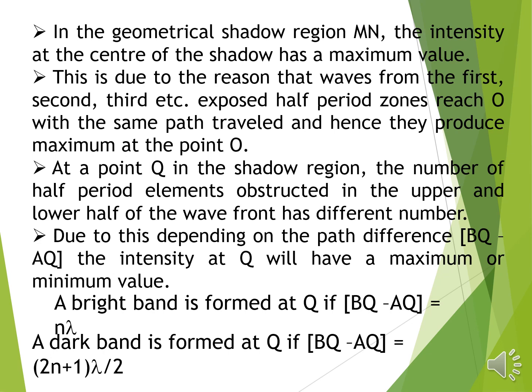This is due to the reason that waves from the first, second, third, etc. exposed half-period zones reach O with the same path traveled, and hence they produce maximum intensity at the point O. But at a point Q in the shadow region, the number of half-period elements, that are zones obstructed in the upper and lower half of the wavefront, is different. Due to this, depending on the path difference, meaning BQ minus AQ, the intensity at Q will have a maximum or minimum value. Now, for a bright band to be formed, the path difference should be n lambda. For a dark band to be formed, the path difference should be (2n plus 1) lambda by 2.